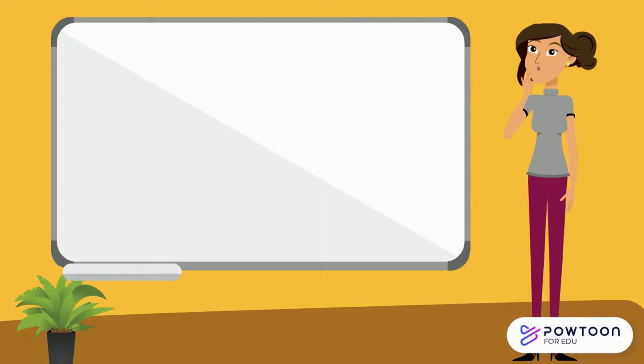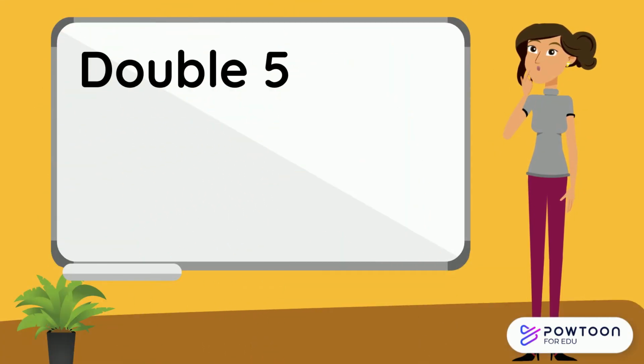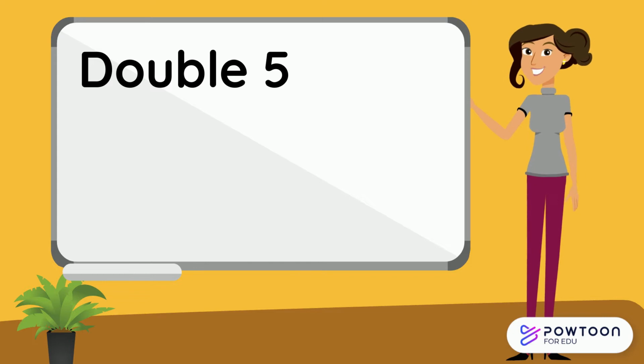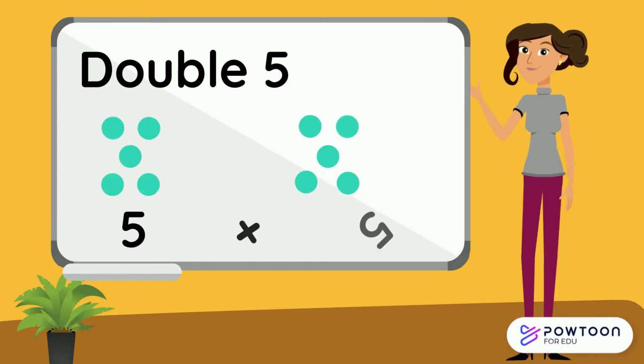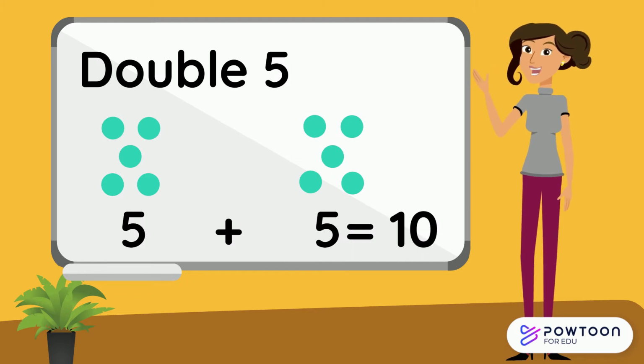Try this one on your own. What is double 5? Let's see how you did. You take 5, you add another 5 to it, which gives you 10. Therefore, double 5 is 10. Well done.